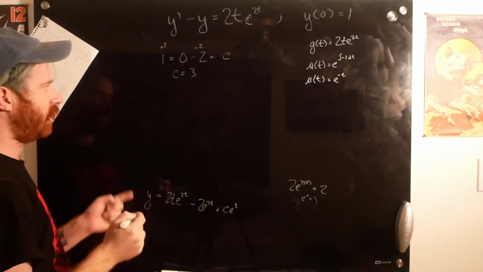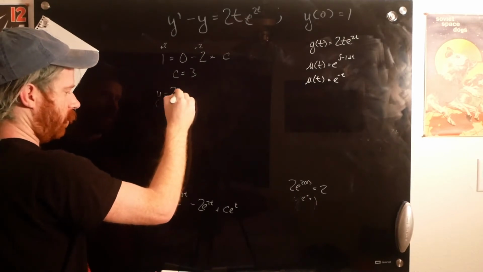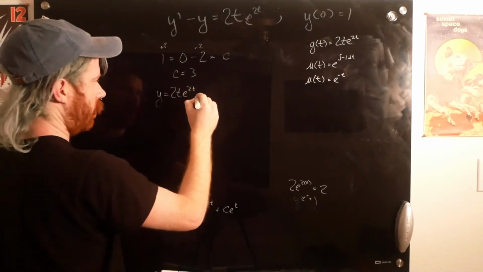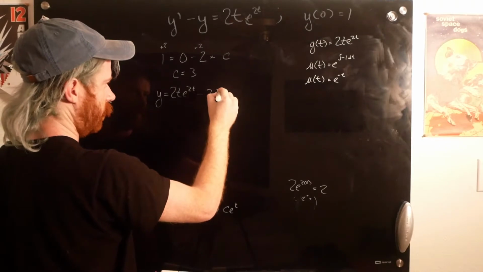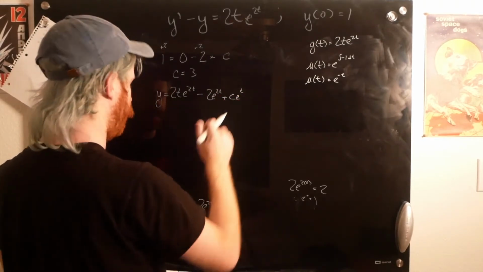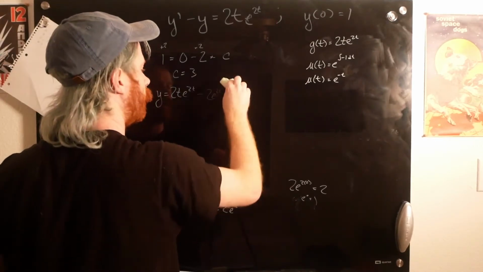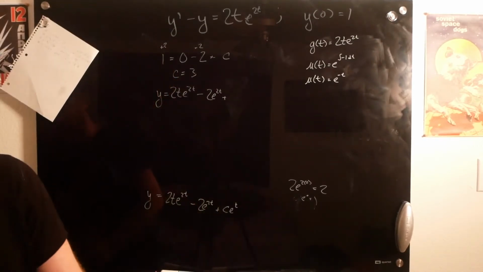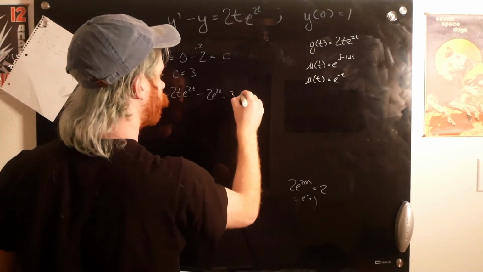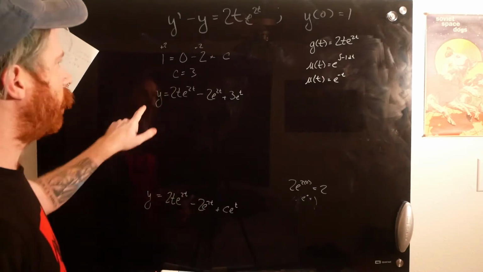So once you have that value of c, all you do is come back down here and plug it in. y equals 2t e to the 2t minus 2e to the 2t plus 3 e to the t. And this is going to be your answer.